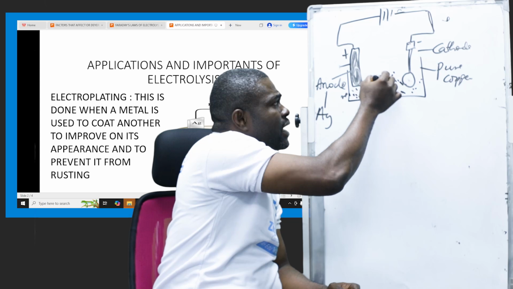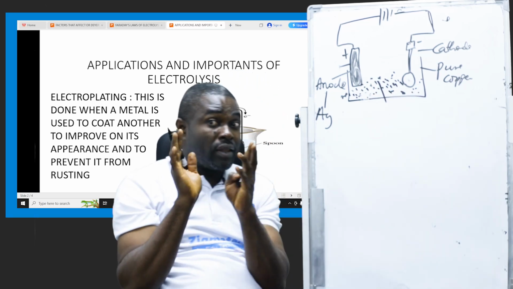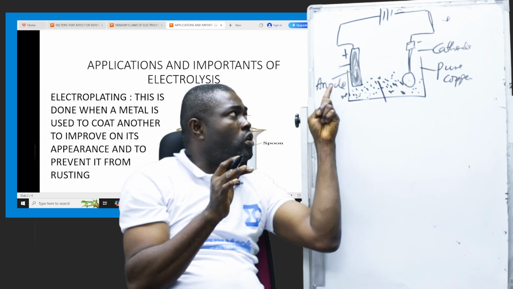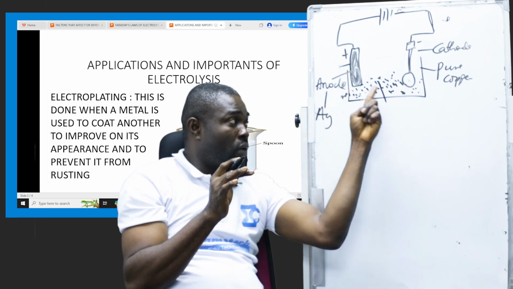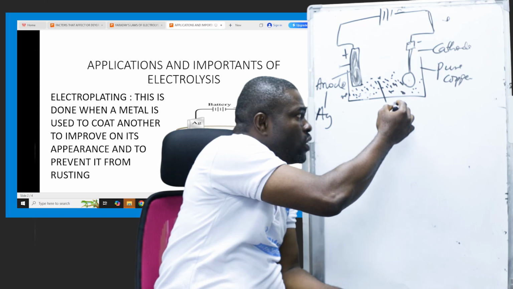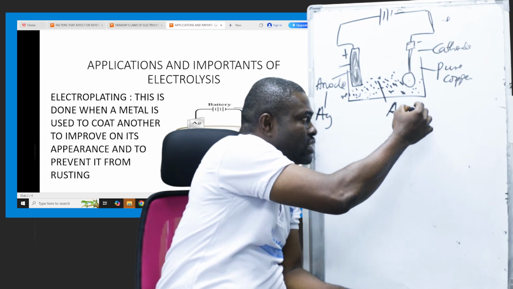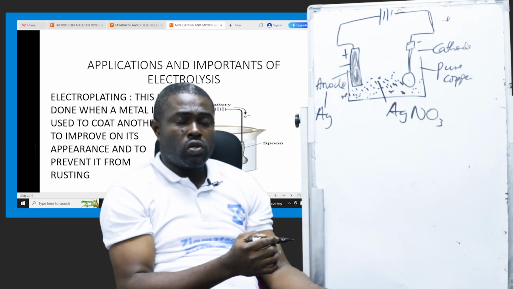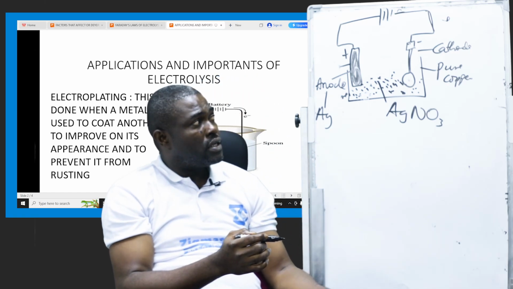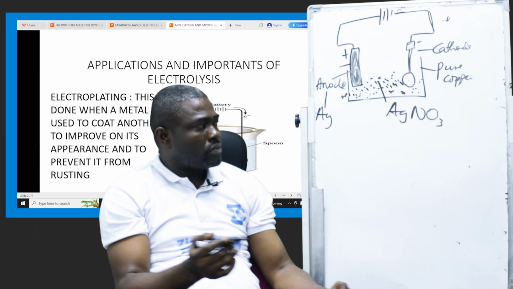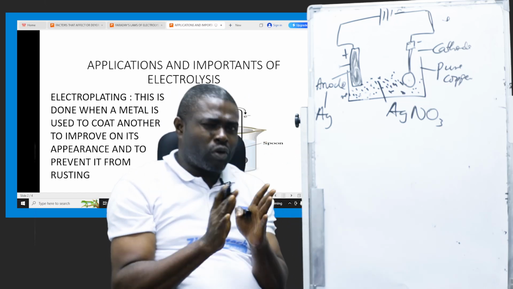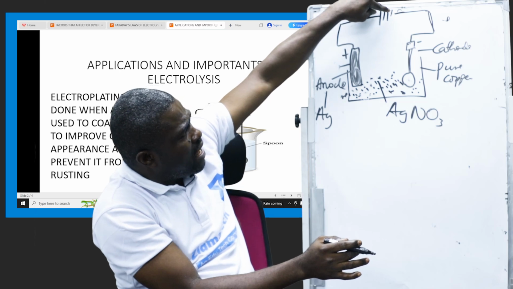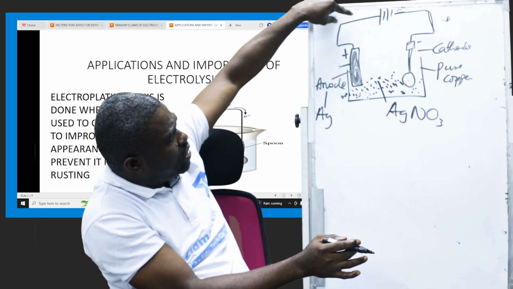Then what's going to be my electrolyte? The same thing. My electrolyte will be the soluble salt of silver. Whatever that is here will have a link to here. So probably we're going to use silver nitrate solution, because silver nitrate is a soluble salt. So it's an electrolyte. So what happens? The same process as current is allowed to pass through this.